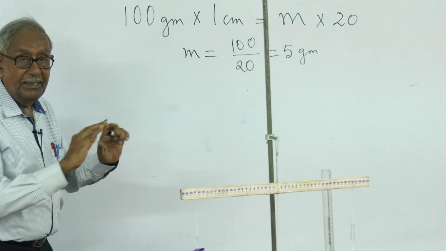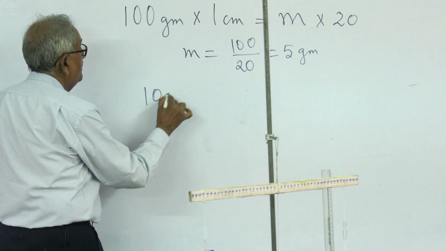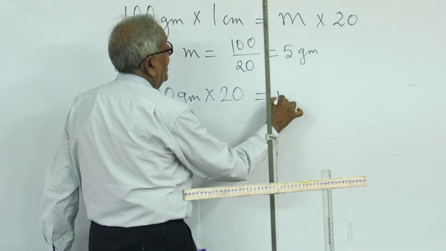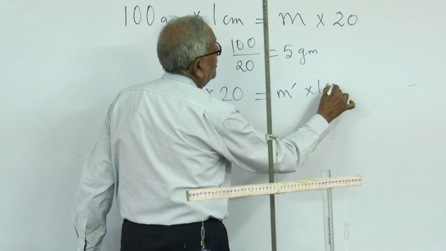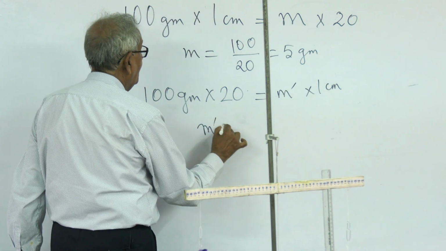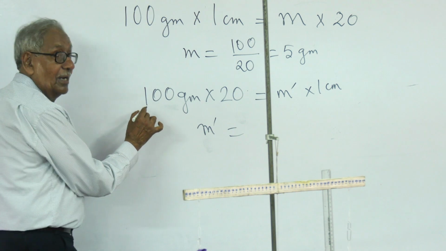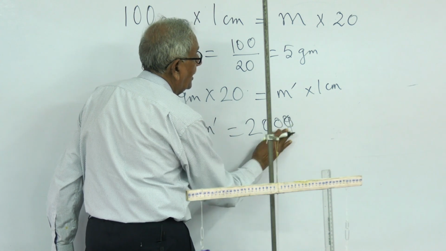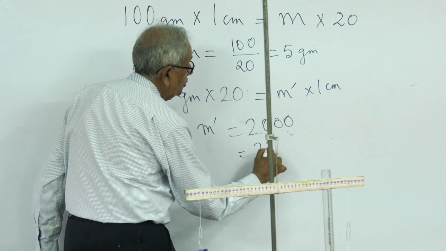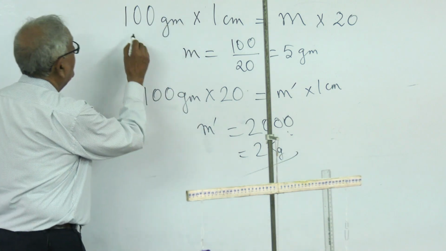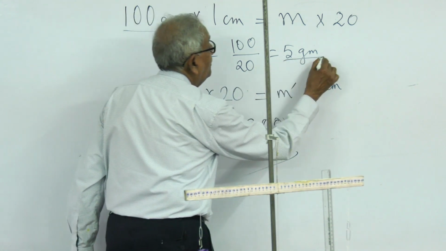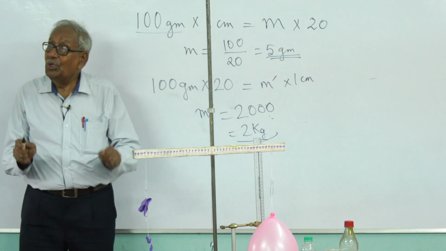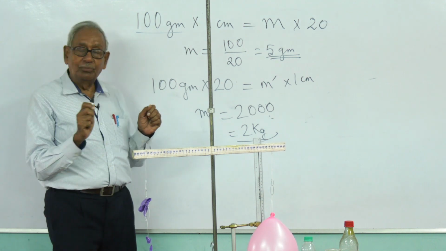Now, I make the entire thing reverse. That means 100 gram is now placed at 20 and another unknown mass at 1 centimeter of the beam balance. So, here m dash becomes 20 into 100, that means 2000 gram weight, which is equal to 2 kg. That means, with a single 100 gram weight, you can measure from 5 gram to 2 kg. It is theoretically possible.